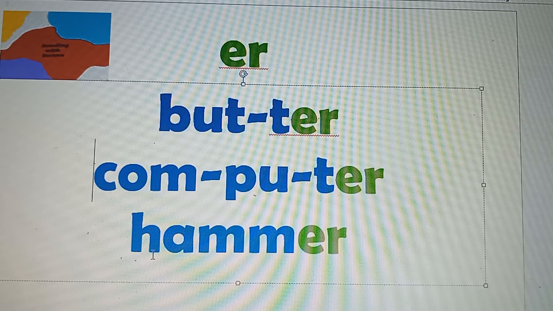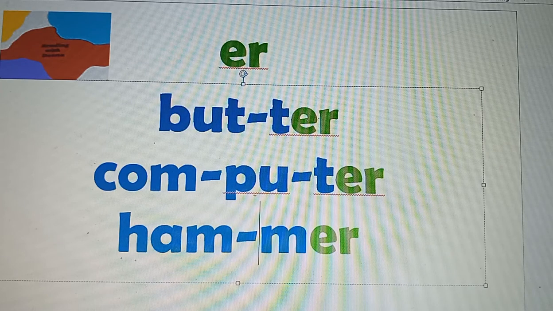Great job. With the double consonant, you break it between the double consonant there. Let's break it right there. And there we have hammer. Hammer. And the big word is hammer.